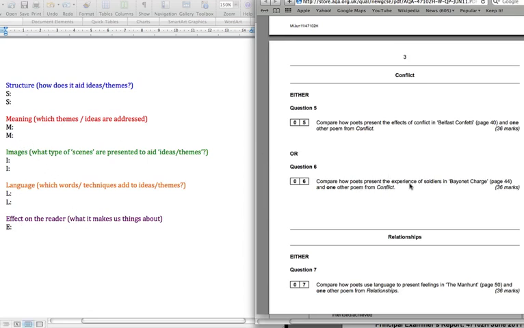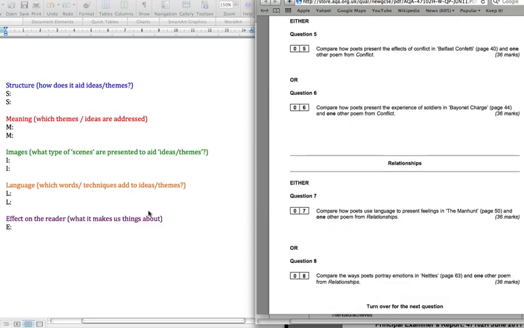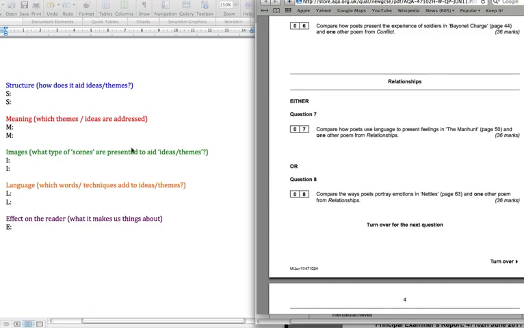Compare how poets present the experiences of the soldier. So the meaning would be an experience and the effect on the reader. Compare how the poets use the language. So it would be under language. Compare how they portray emotions. We've done that one already. Yeah, so that's all of them. So you can see SMILE, if you've got the skills for SMILE, basically whatever it asks you in the question, you just support it with everything else.